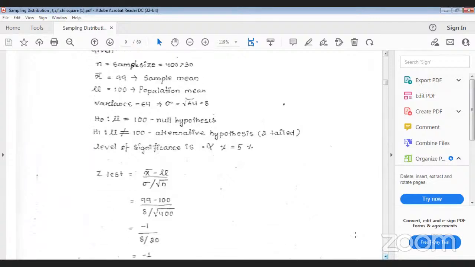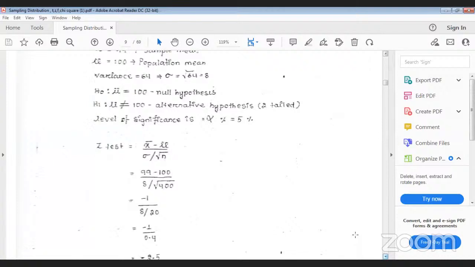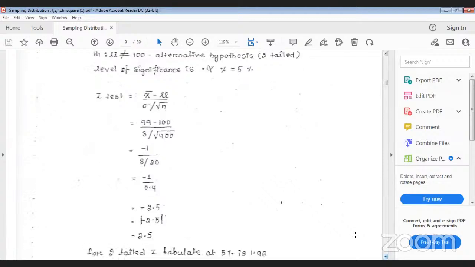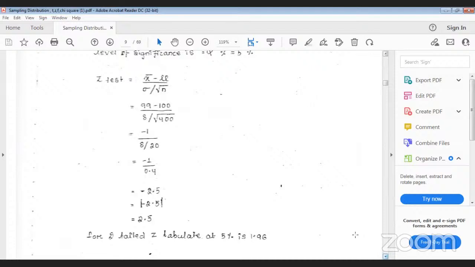Next comes alpha, the percent level of significance. Already it is given in the question as 5%. If the level of significance is not mentioned in the question, you can take either 5% or 1%, whatever it may be. Then next we come to the test statistic. The formula you know: Z is equal to x bar minus mu divided by sigma by root over n. So x bar is 99 minus 100 divided by 8 by root n. Just put the values and get the answer directly, and we have got minus 2.5.